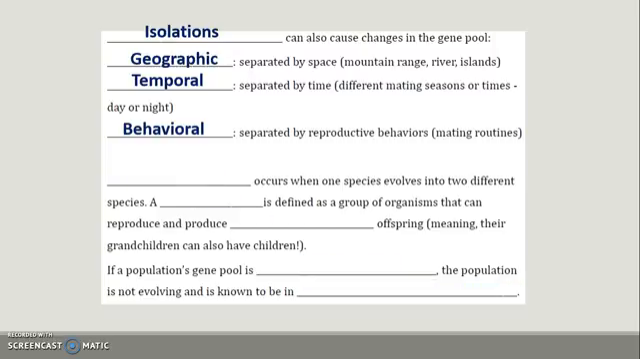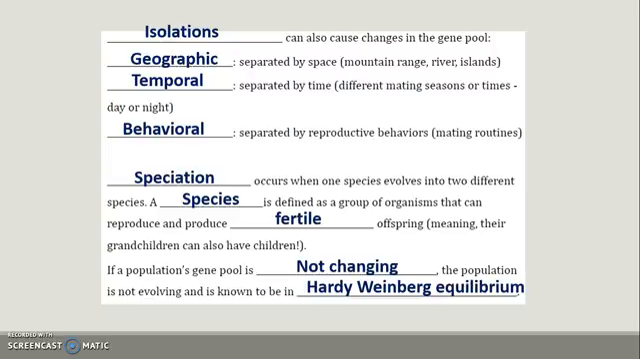Okay, but then I have speciation. That occurs when one species evolves into two different species. So you technically have one animal, and then it moves into two separate animals that can no longer mate together, that can no longer reproduce offspring together. This rarely happens, but it has been known to happen before.